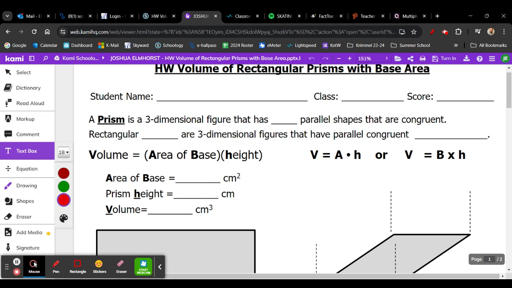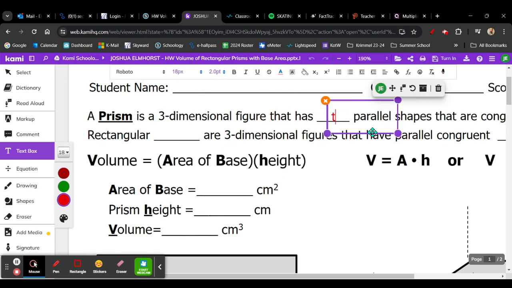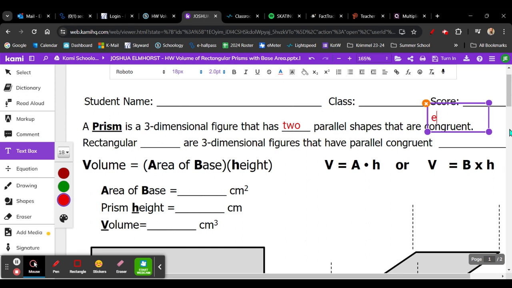This is Mr. Elmhorst with the video for the homework on creating volume of rectangular prisms by multiplying base area times height. So a prism is a three-dimensional figure that has two parallel shapes. Two parallel shapes that are congruent, and another word for congruent in geometry just means equal.